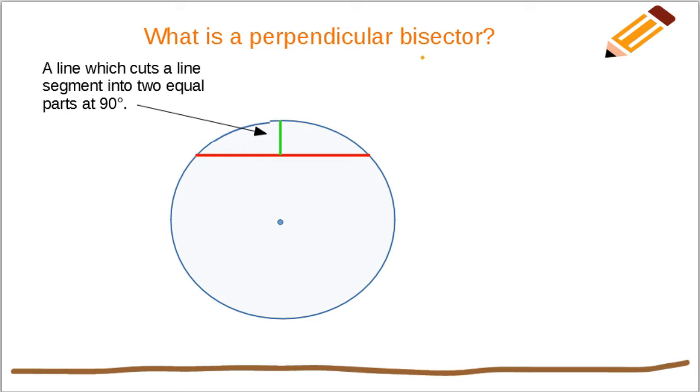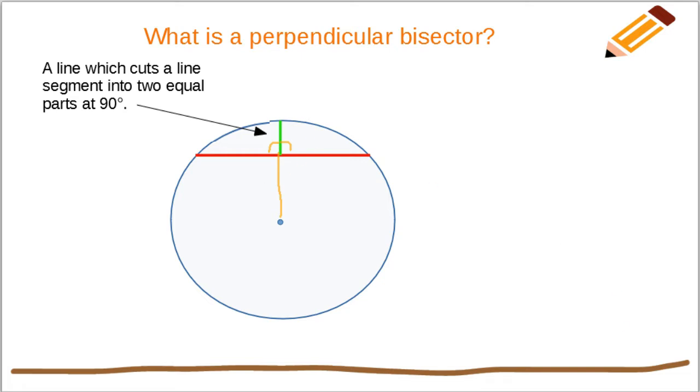What is a perpendicular bisector? A perpendicular bisector is a line which cuts a line segment into 2 equal parts of 90 degrees. In this example, the green line is the perpendicular bisector because it is cutting, or bisecting, the chord perpendicularly. And this would be your 90-degree parts that it is cutting it into. You could also extend this line all the way down here, but for our example today, we're not going to be doing that.